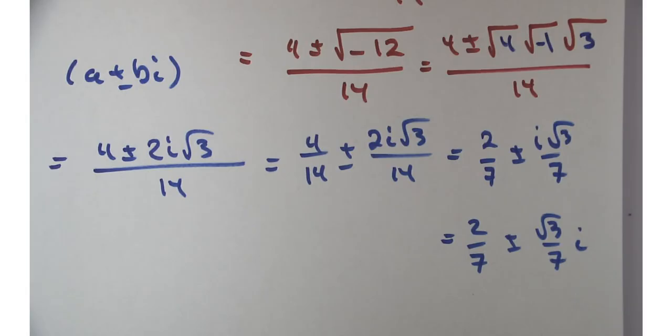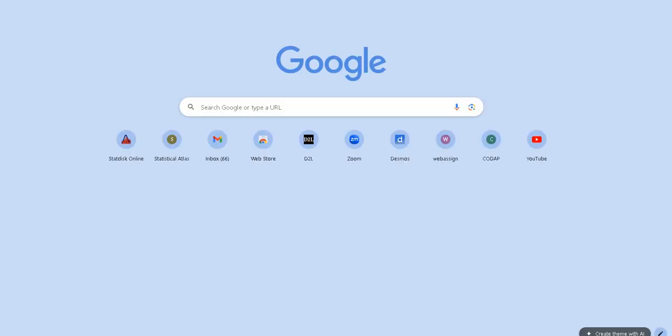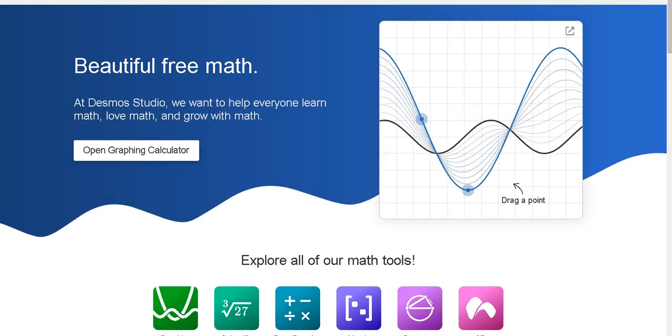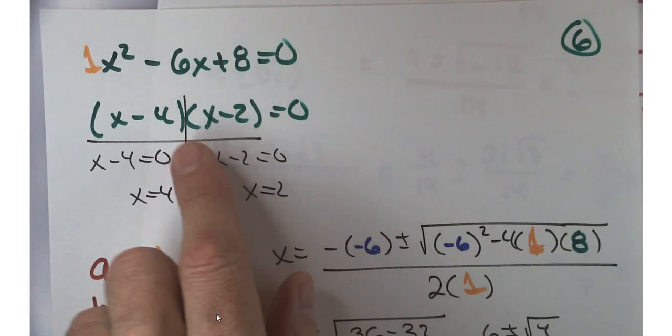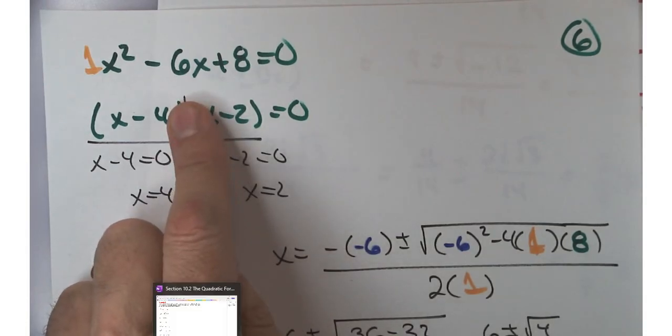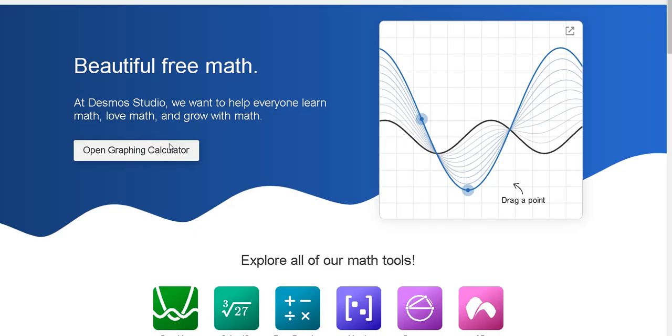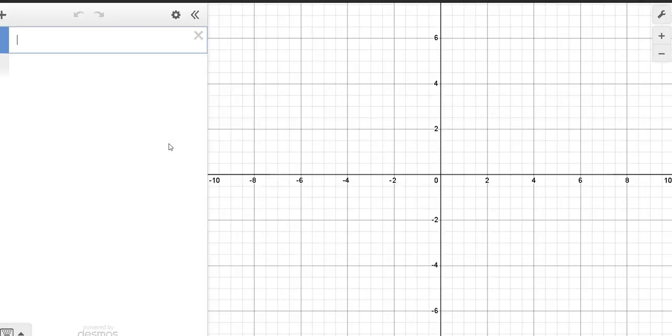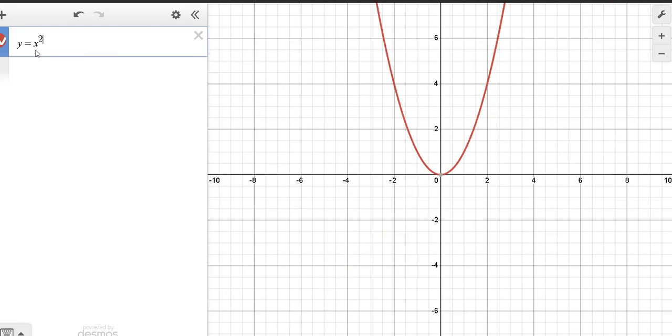Let me open up Desmos real quick and show you a little something about these quadratic equations that we're getting. So let's look back at, say, this example here real quick, because that one worked out pretty nice. So I'm just going to type in x squared minus 6x plus 8 equals y. y equals x squared minus 6x plus 8.